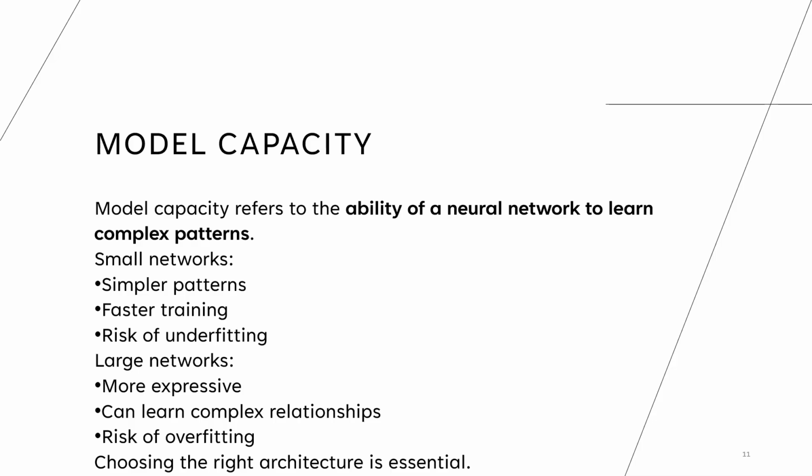Model capacity refers to the ability of a neural network to learn patterns from data. A network with low capacity can only learn relatively simple patterns.